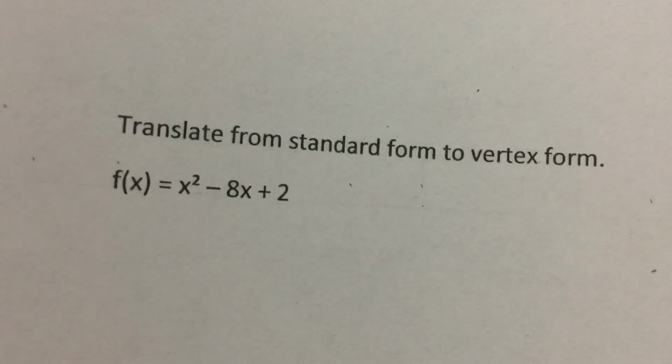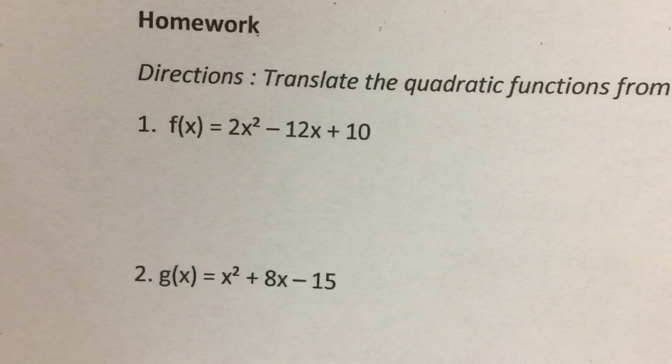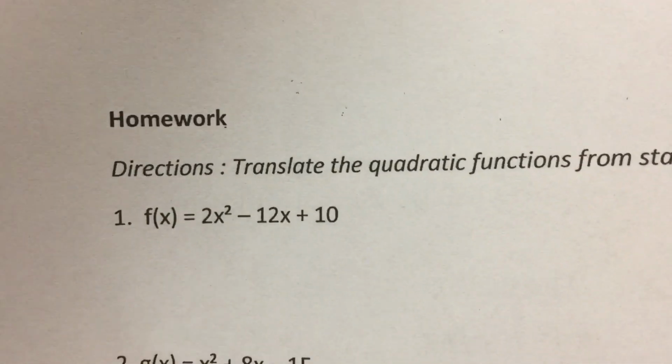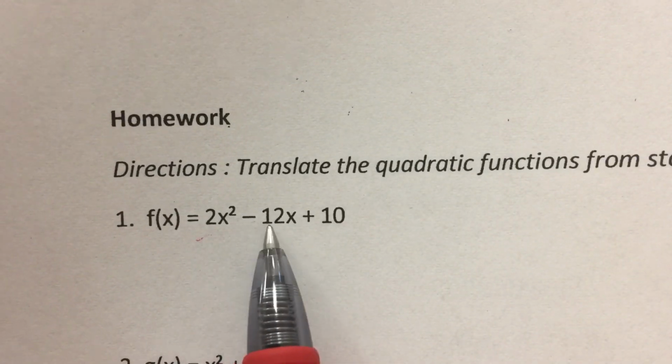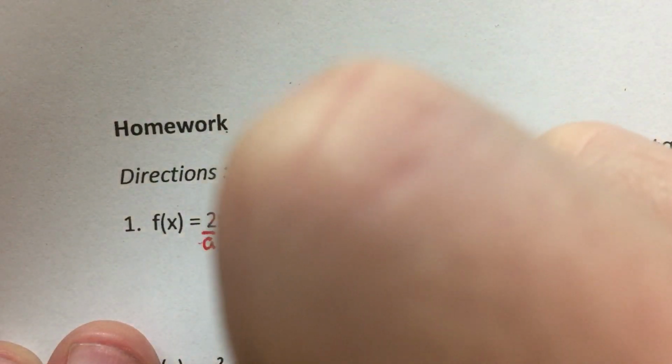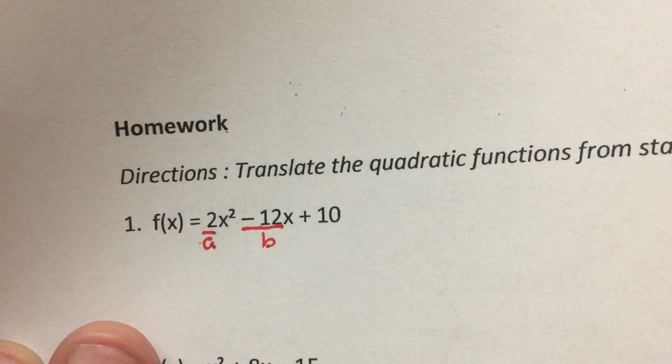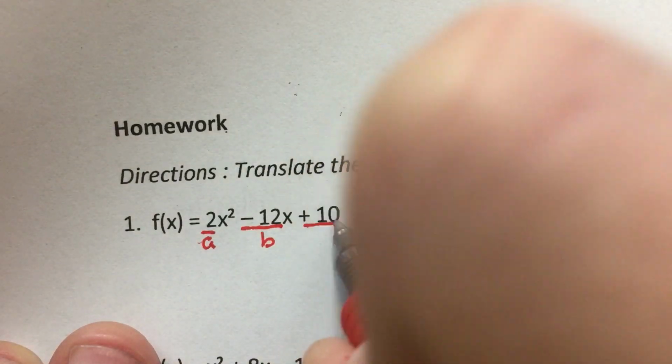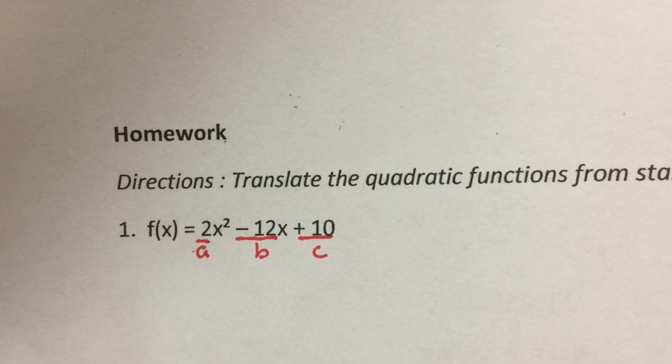I have a couple of examples up here I could show you as well. But I'm going to go ahead and jump right into the homework section and just do number 1. We have 2x squared minus 12x plus 10. The 2 would be our A value. Negative 12, notice that minus sign, would be our B value, and positive 10 would be our C value.